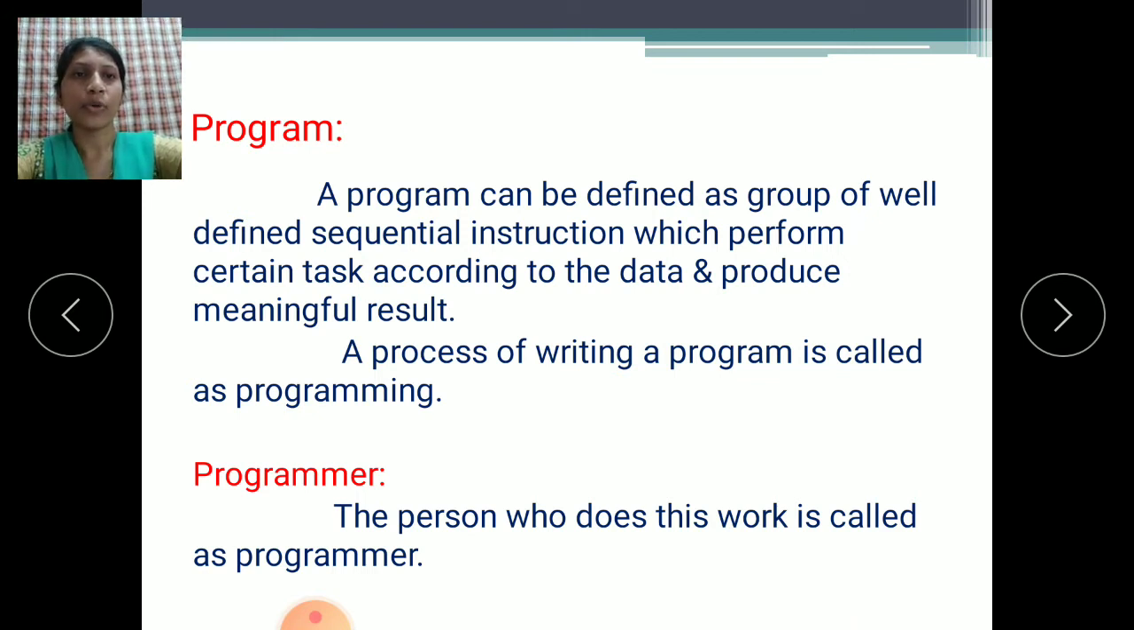result. The process of writing a program is called programming. The process of writing the code, that is coding, is called programming. Then what does programmer mean? The person who is writing the program is called a programmer.